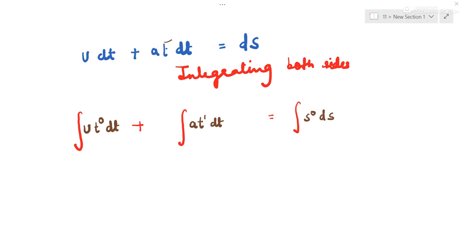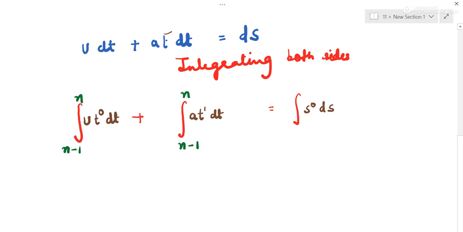Now we'll mention the limits. Limits we will mention from the (n minus 1)th second to the nth second. The limit of time is n minus 1 seconds to n seconds, like 4 seconds to 5 seconds. And here we will mention from 0 to s, or you can say s, the distance covered in n minus 1 seconds to the distance covered in n seconds.